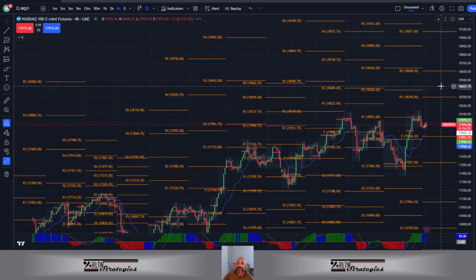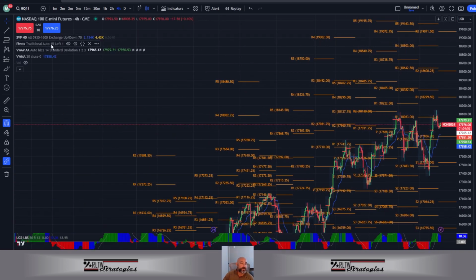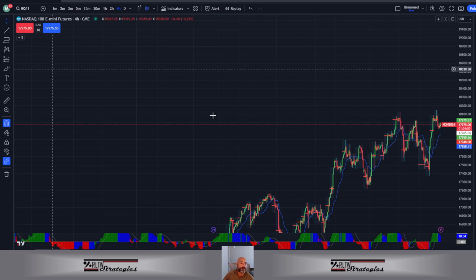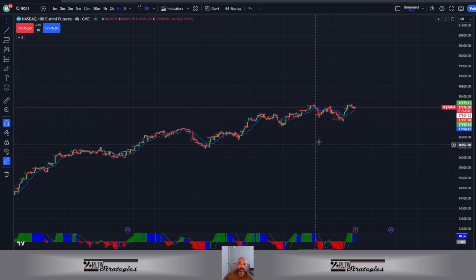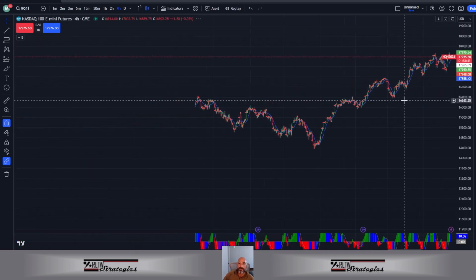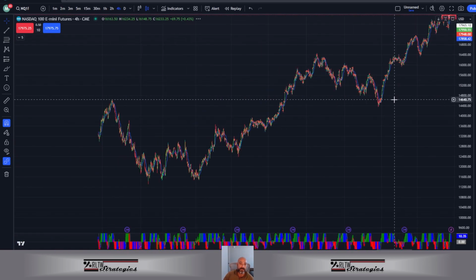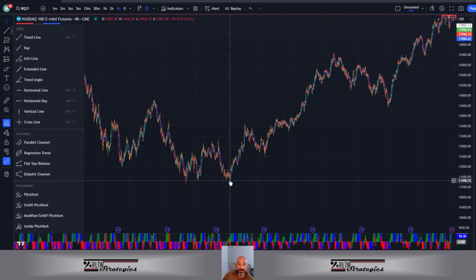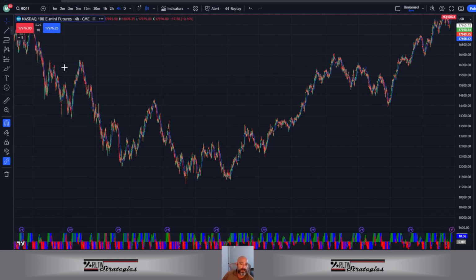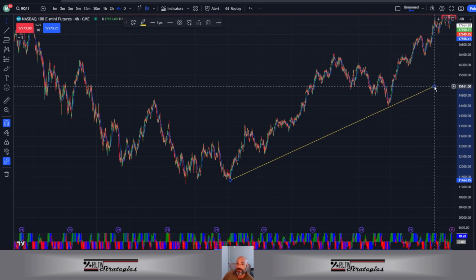So what do we see here with the NASDAQ? Let's get rid of these pivot points. What we see is a strong trend upward. Look at that. That's the NASDAQ since the low of Wednesday, January 23rd. I don't usually trade with trend lines. I put them on there just to watch and observe.